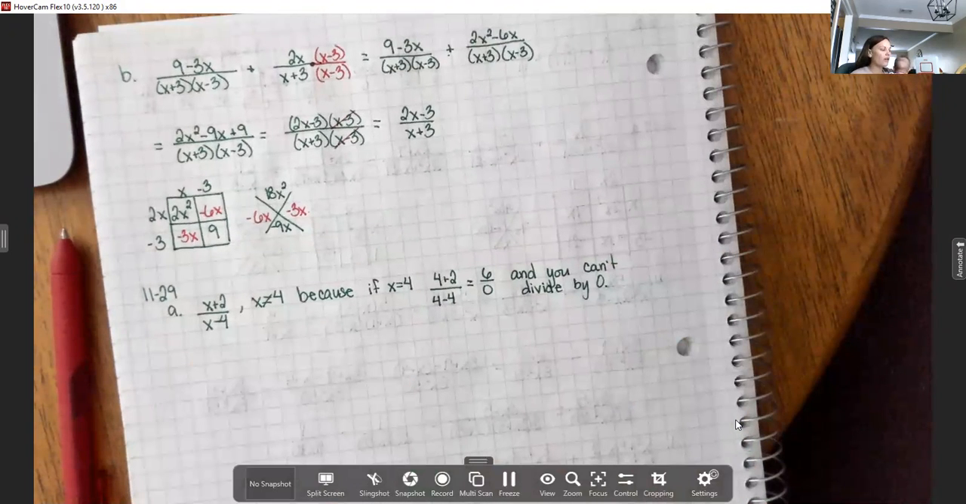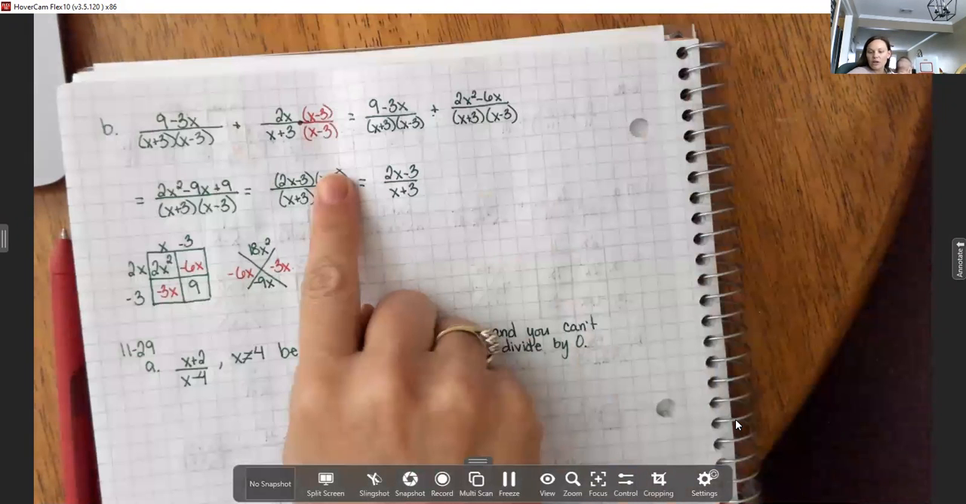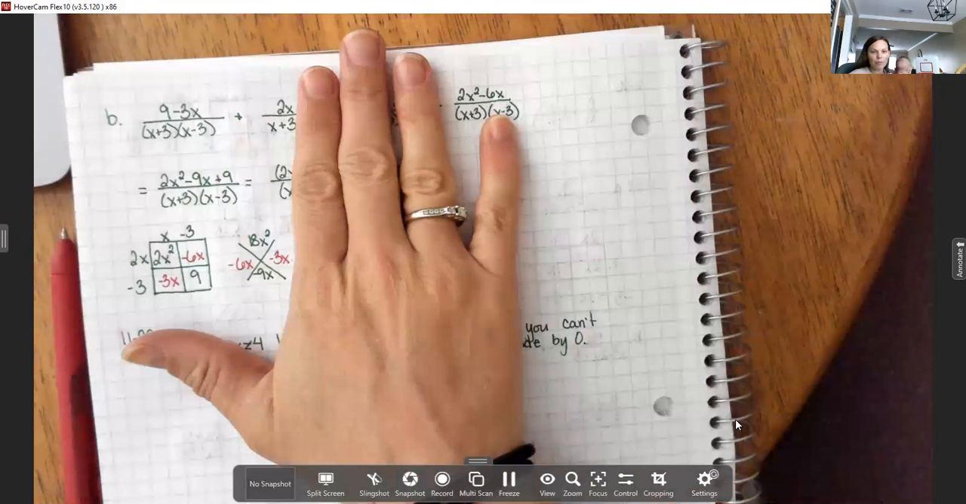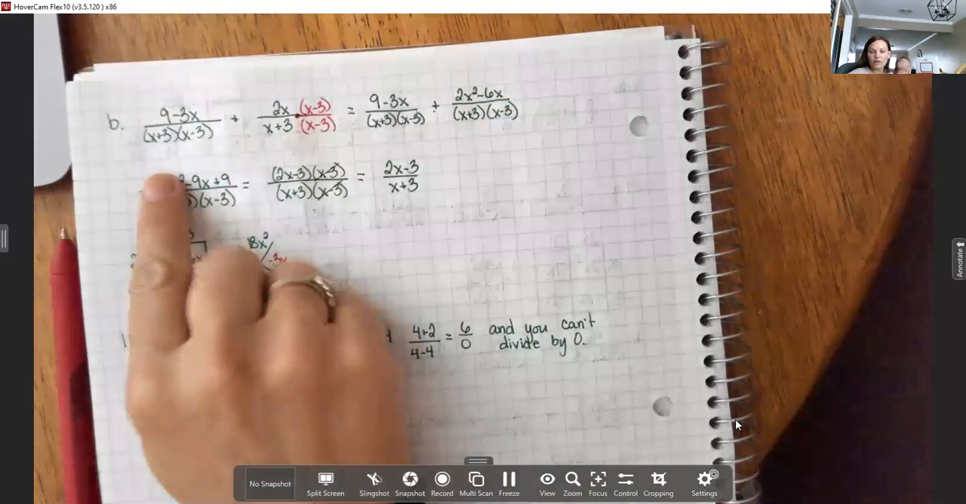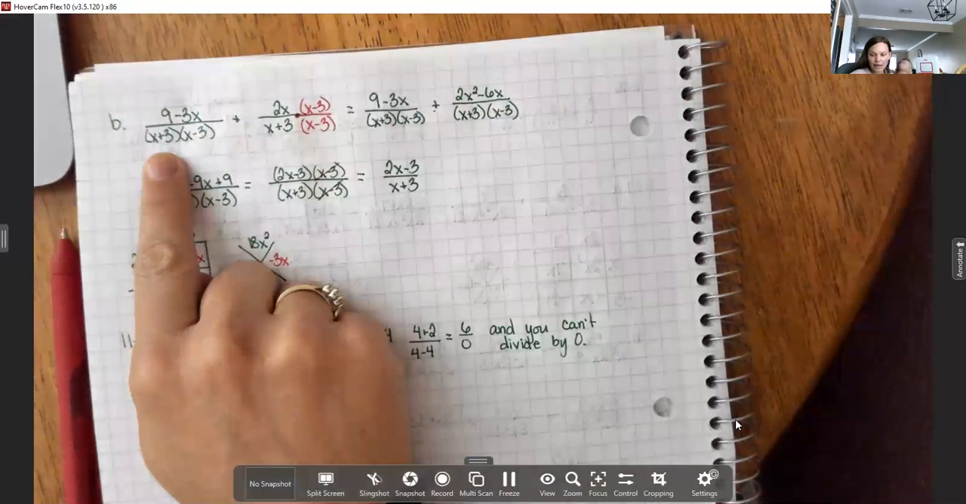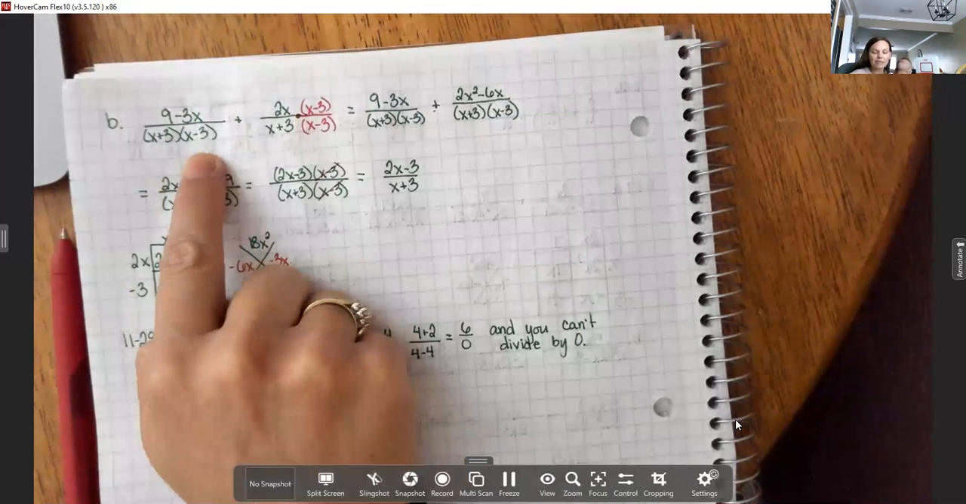Part B on 29 says to find the excluded values in problem 28. So this is part B. So we want to know, again, without the red, that was our original problem there. We need to know what x isn't allowed to be. So this first set of parentheses, x plus 3, we know x can't be negative 3 because then it becomes 0. And the second one, x minus 3, we can't have positive 3.